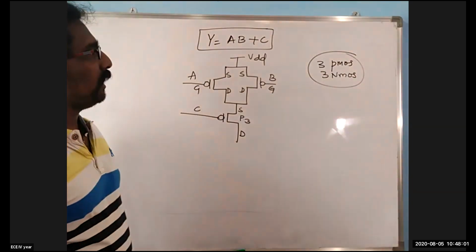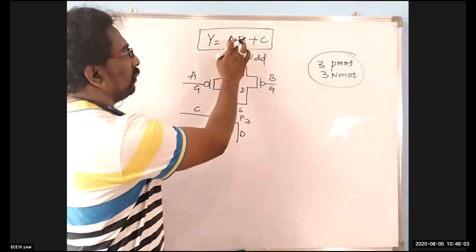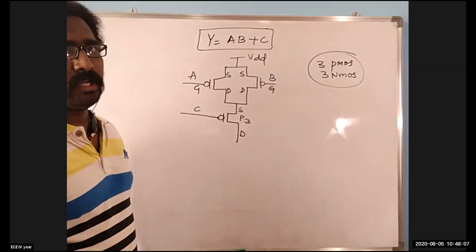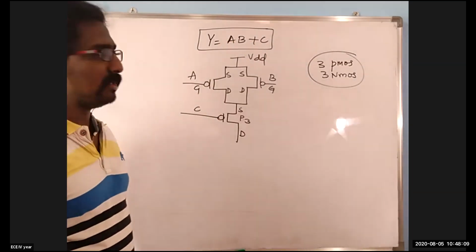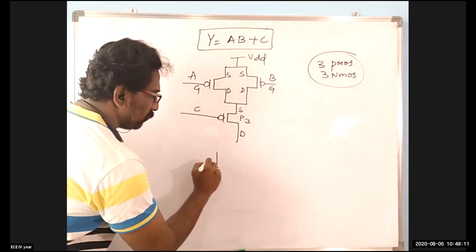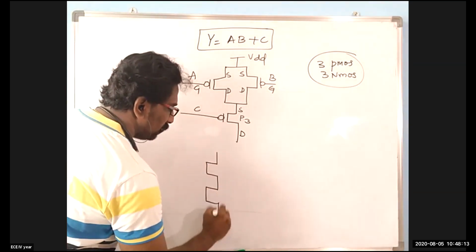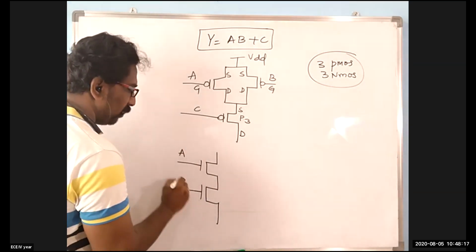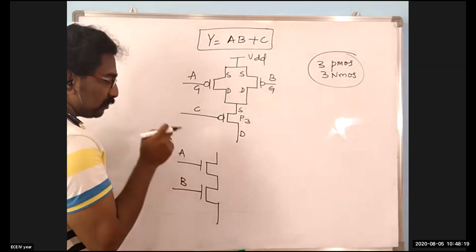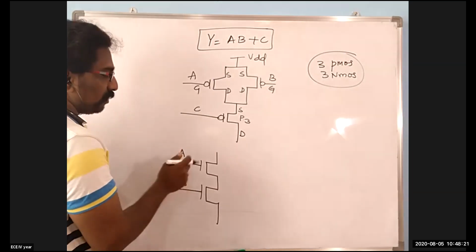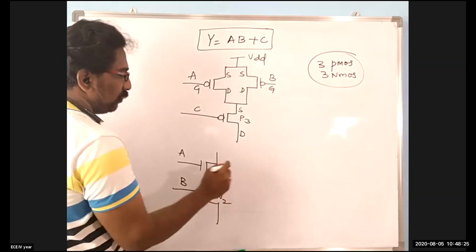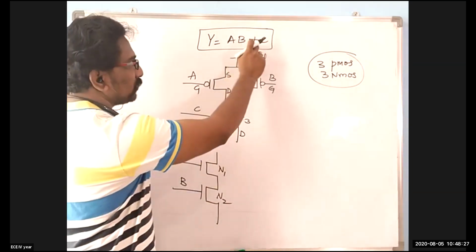Now what about the N block? In the N block, we have A dot B. If it is A dot B, we know that the N block will be in series first. So draw one N block of two input transistors. This is your A and B. Always try to keep in mind the inputs which you are drawing and naming here. This is N1 and N2, and after that there is a plus operator.